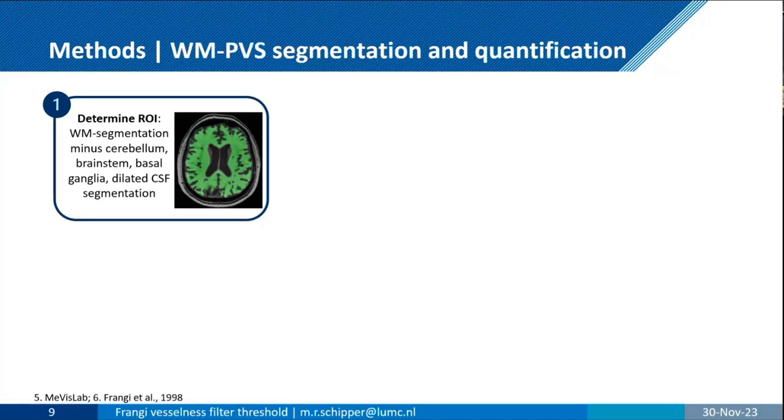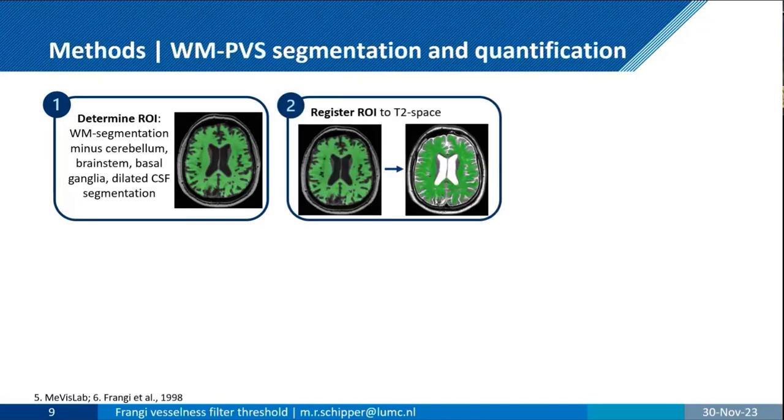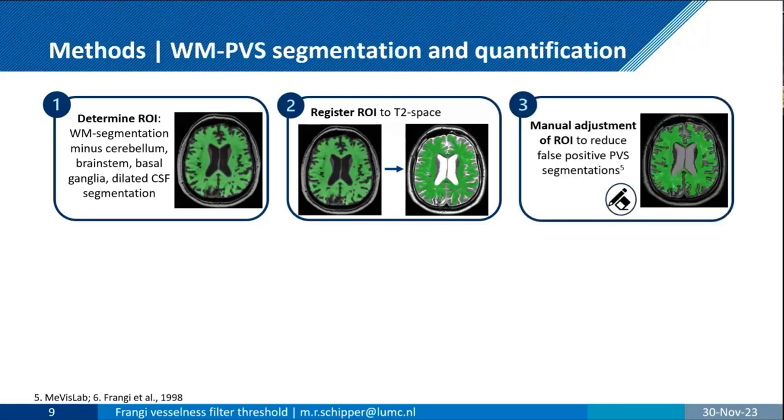and dilated CSF segmentations, since we don't expect to see perivascular spaces there, and perivascular spaces in the basal ganglia are not for CA. Then we register this region of interest to our T2 weighted space or image, since this is where we see the perivascular spaces most clearly. Here they are iso-intense to the CSF, so they are hyperintense.